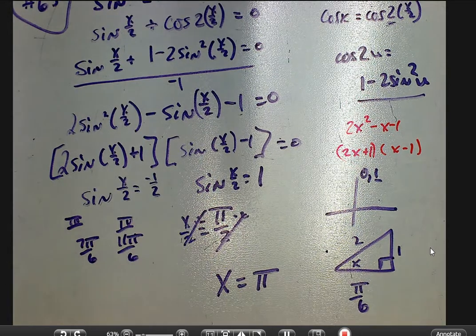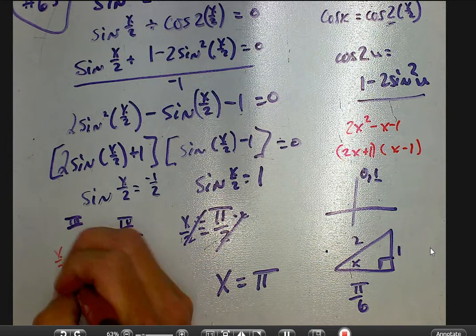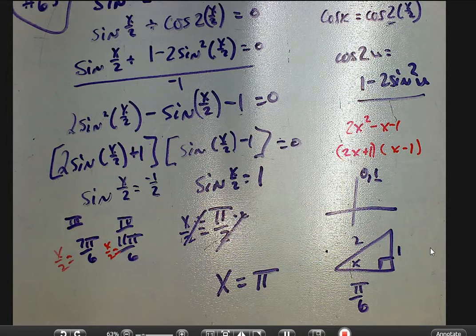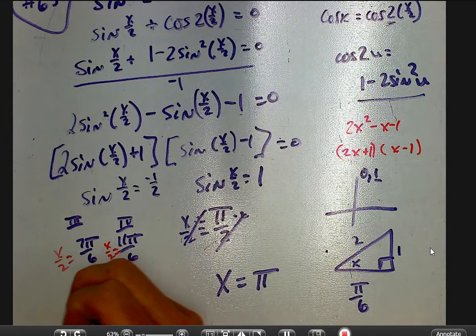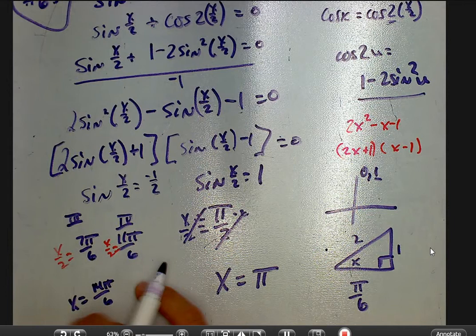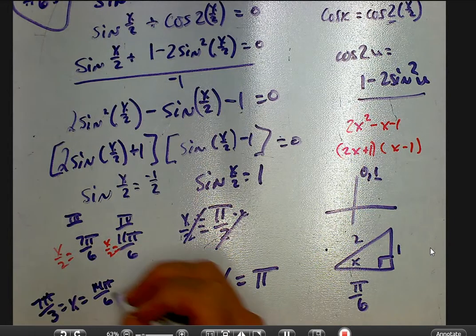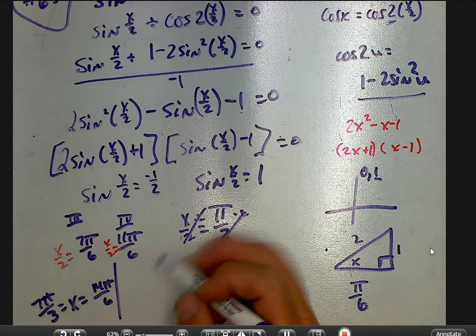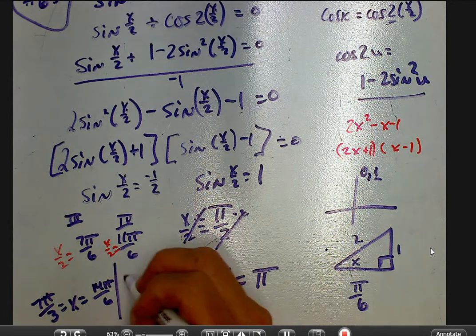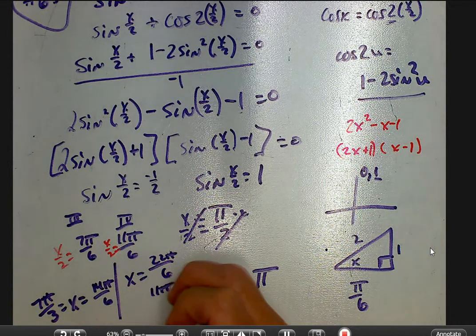But again, because it's a half angle, x over 2 equals 7 pi over 6. So when I multiply both sides by 2, x equals 14 pi over 6. Lowest terms is going to be 7 pi over 3. Then on this one, multiply both sides by 2, x equals 22 pi over 6. Lowest term is going to be 11 pi over 3.